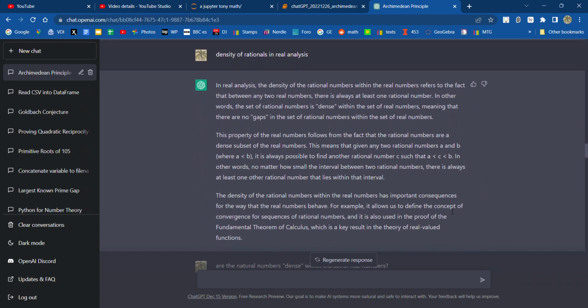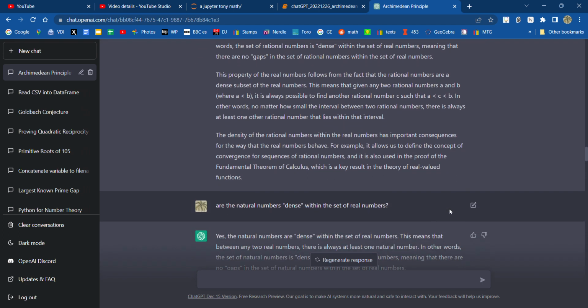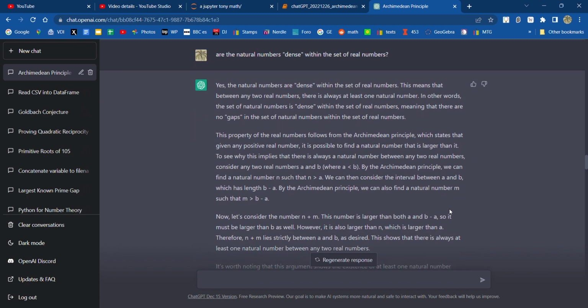Then I asked it for something that I knew was true, the density of rationals in real analysis, and sure enough, it gave me the correct definition. You can't get this one wrong. I mean, the whole construction of the reals from the rationals is the foundation of real analysis. And then I asked the same question again, and then it gave me something that I think was wrong. But I'll keep these answers for future reference.